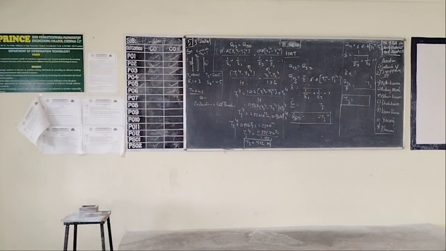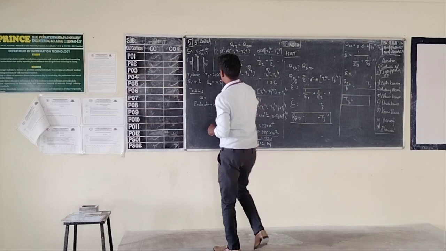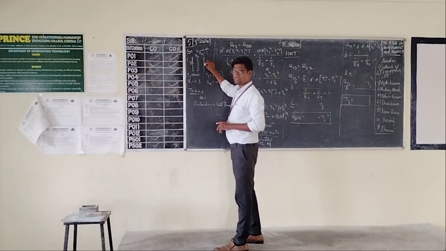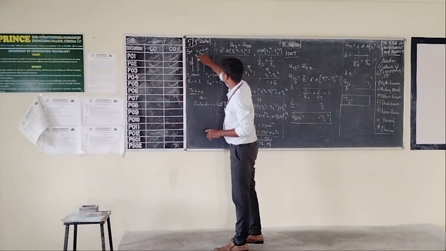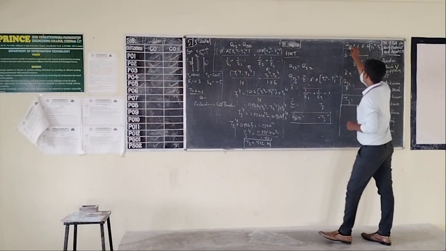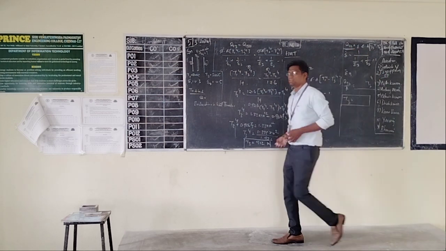Now what do we have to calculate? We have to calculate the heat transfer from 1 to 3, and the heat transfer from 3 to 2. Calculate the 3 to 2 value and then compare these.